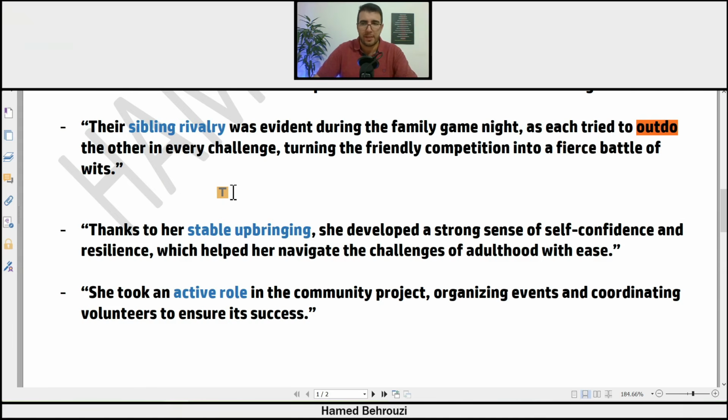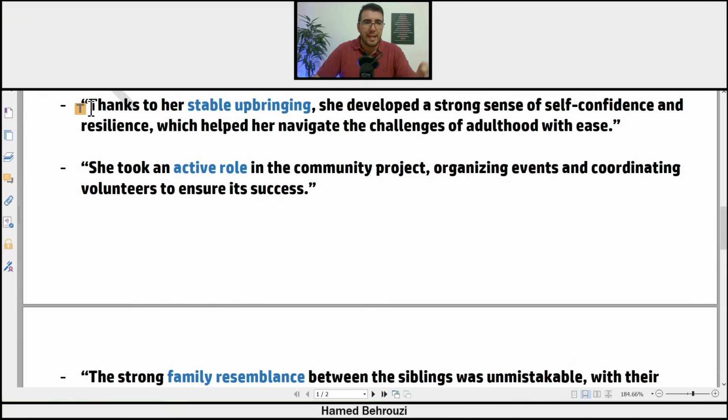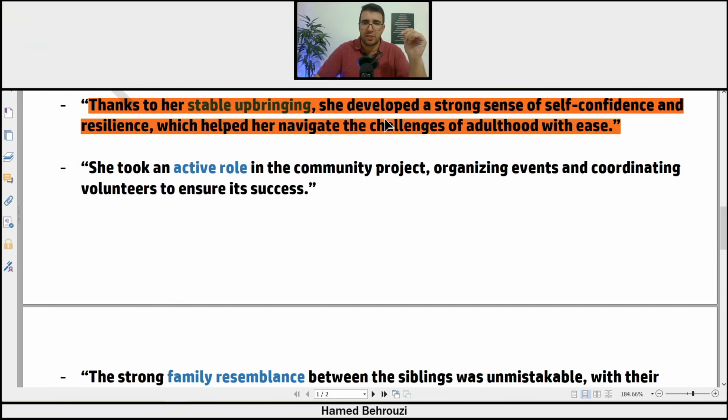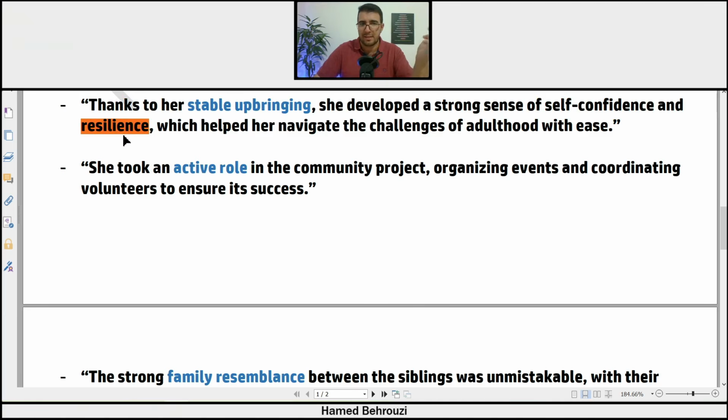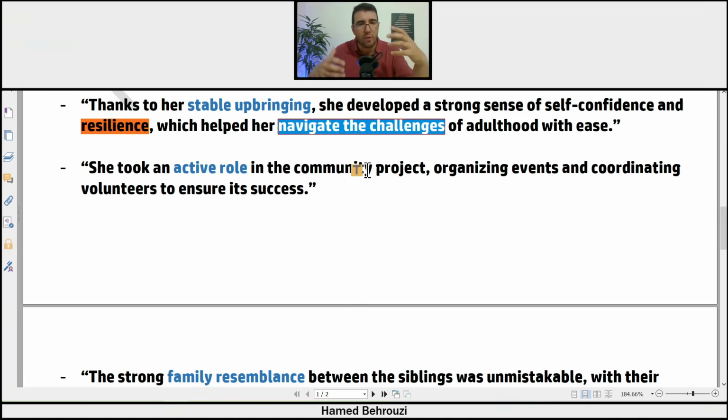That's wits, okay? Now, thanks to her stable upbringing, she developed a strong sense of self-confidence and resilience, which helped her navigate the challenges of adulthood with ease. Very good example, like we have the word resilience here. What is resilience? It's like being tough and being flexible in different conditions. Navigate the challenges. It's a good expression that you can learn. When you navigate the challenges, it means like you know your way around the challenges. You can solve them easily.